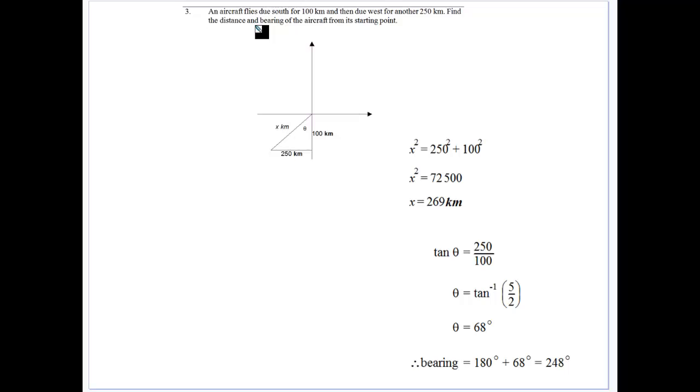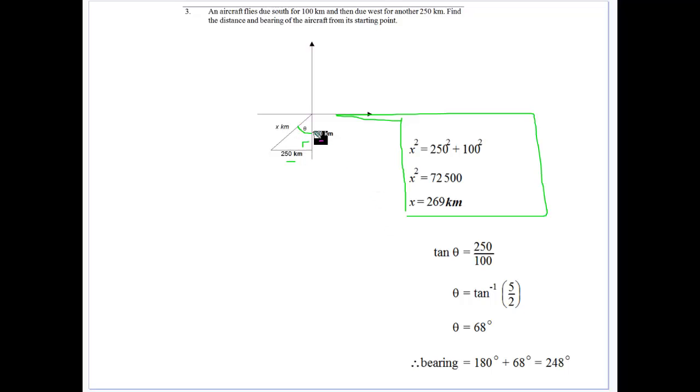In this case, we've got an aircraft that flies due south for 100 kilometers and then west for 250. Find the distance and bearing of the aircraft from the starting line. Well, two-part here. We've got two sides, and it's in a right-angled triangle. So we can use Pythagoras. Don't forget Pythagoras. Whenever we have trigonometry, Pythagoras is going to get involved because it's to do with right-angled triangles. And then we've got to find the angle here. 250 over 100, because that's the opposite and the adjacent. So make sure we get them right. Gives us an angle of 68 degrees.